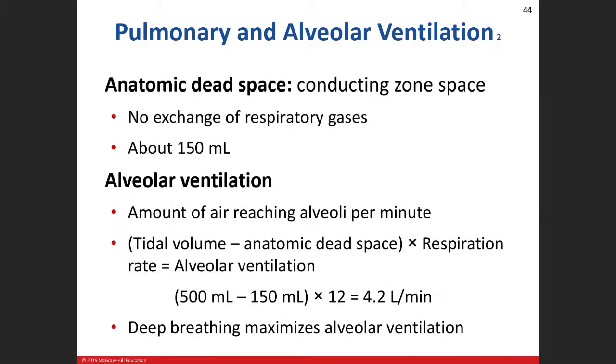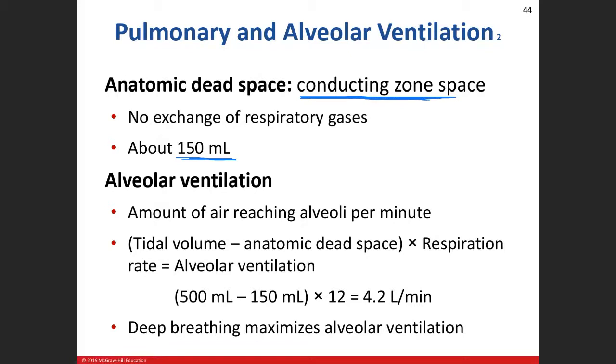That leads me into anatomic dead space. This is all that space, measured in volume, where there's no gas exchange going on. That's the conducting zone. You need to know this value: it's about 150 milliliters. That's the anatomic dead space. There's no exchange of gases here. It's all the piping: mouth, throat, trachea, bronchioles, all that. That's the conducting zone.